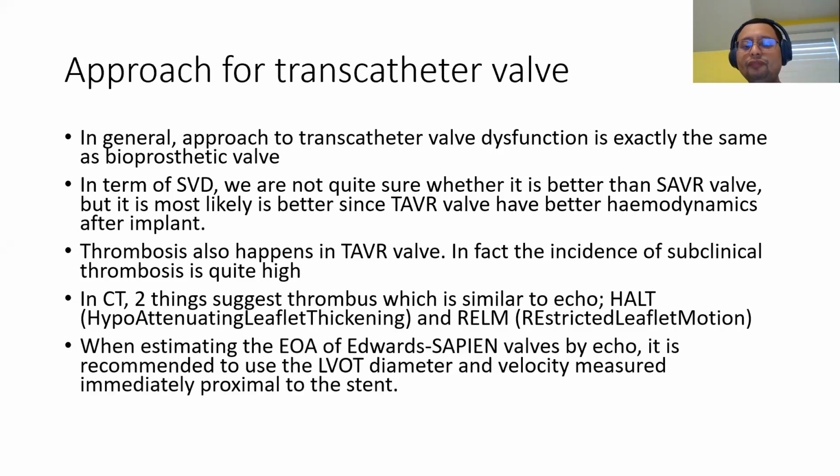When estimating the effective orifice area of Edwards Sapien valve by echo, it is recommended to use the LVOT diameter and velocity measured immediately proximal to the stent.